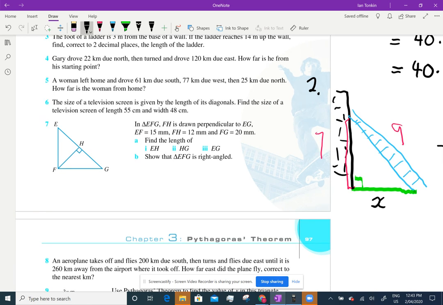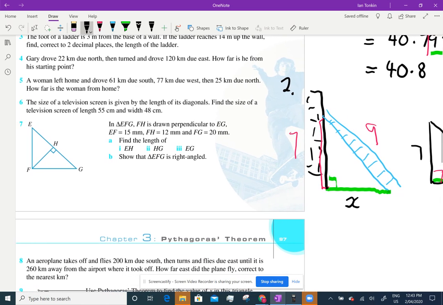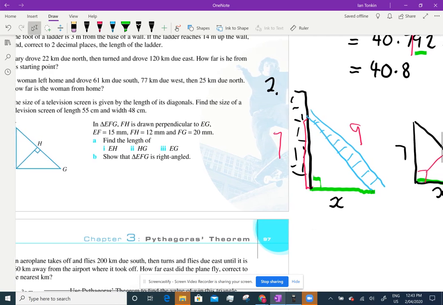Let's try, you go and have a go at 4 and then come back to this video. I'm going to do it and you can check it when you get back. So 4, Gary drove, so I have to draw a diagram. Gary drove north, or 22 kilometres due north and 120 kilometres due west.